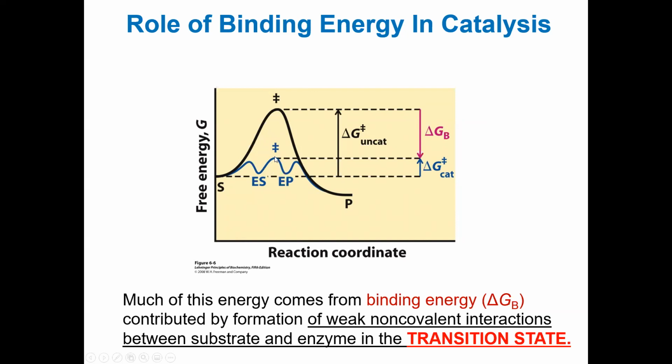I have already been alluding to that, right? The activation energy barrier is lowered, and that comes from the binding energy, delta G binding. That binding energy is the preferential binding energy of the transition state to the enzyme. Okay, and where does that binding energy come from? It comes from those weak non-covalent interactions that we have been talking about. Electrostatic interactions, right? Hydrogen bonding, hydrophobic, and so on. So that's how enzymes do catalysis.